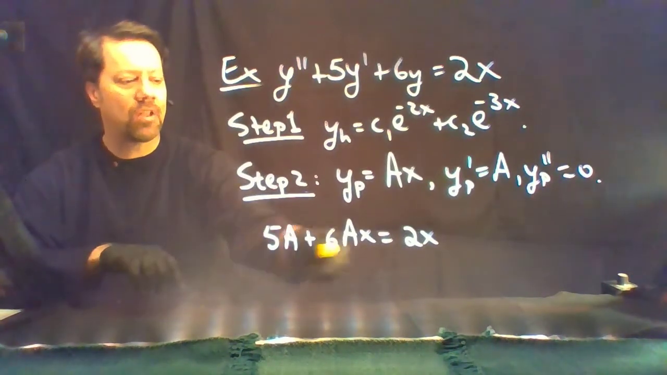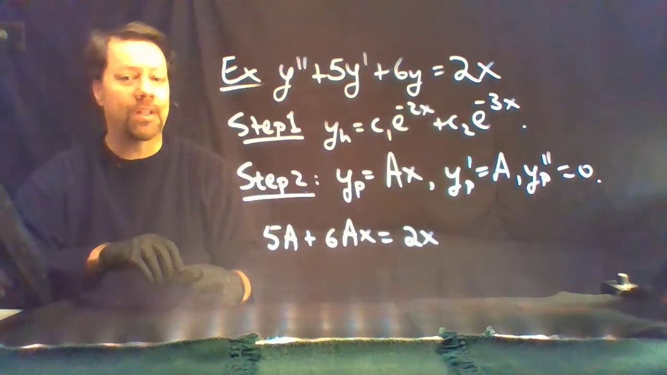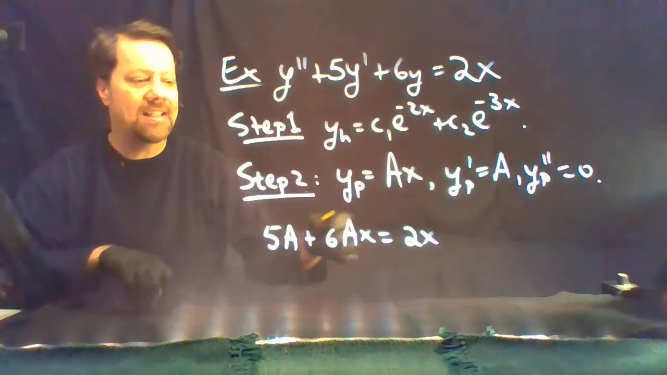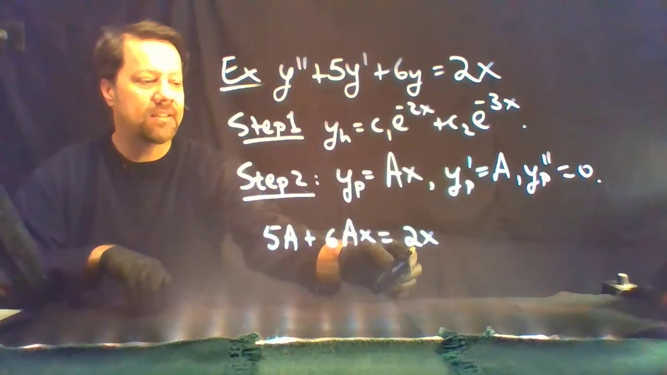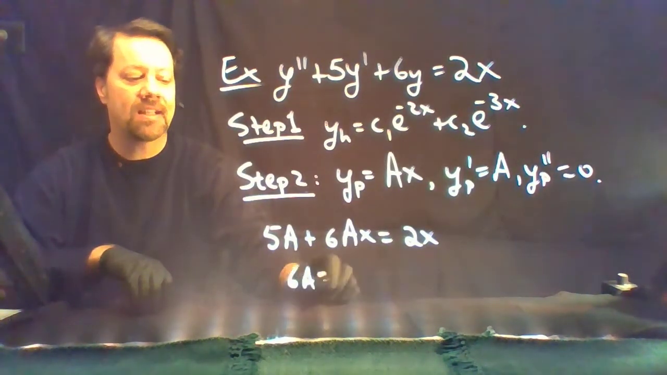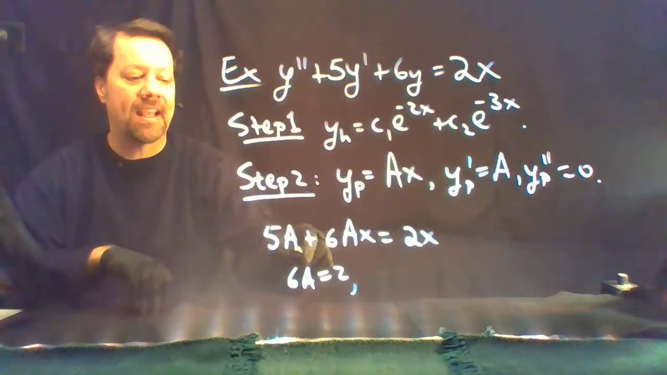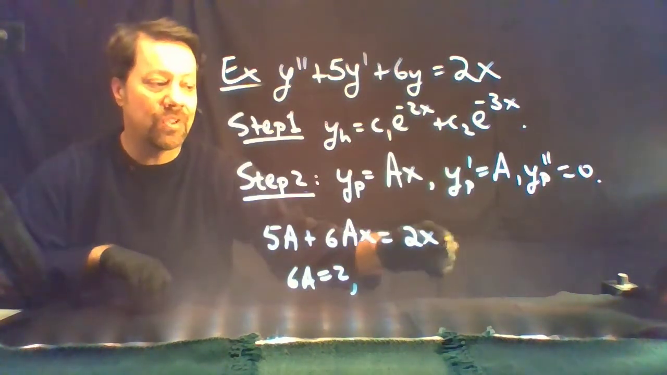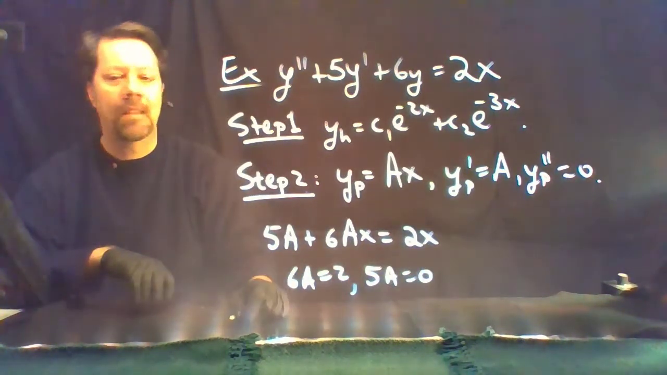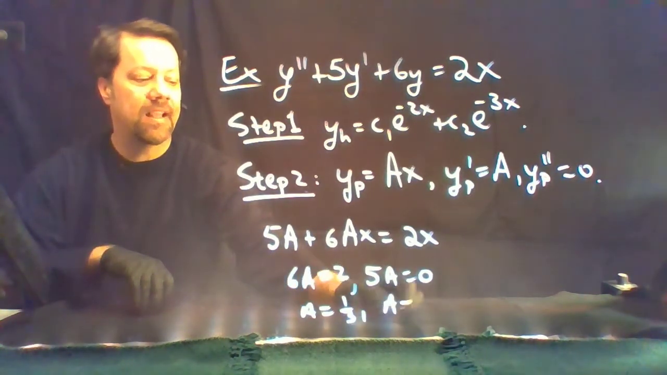This represents a polynomial equal to a polynomial. The only way a polynomial can equal another polynomial is if corresponding coefficients are equal. In this case, the coefficient of x on the right is 2. The coefficient on the left is 6a. So we get 6a equals 2. But we also must have, at the same time, 5a, the constant on the left, equal to 0, the constant on the right. This gives a is 1/3. This gives a is 0.